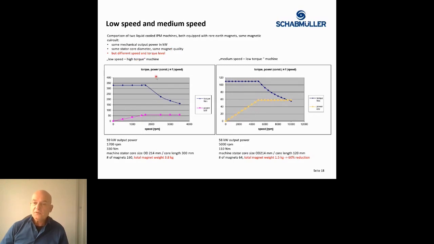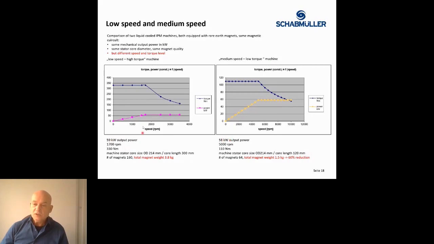So on the left-hand side, we do see what I call a low speed, high torque machine. At the right-hand side, we see a medium speed, low torque machine. It's not high speed, it's a medium speed, low torque machine. Both machines have nearly the same mechanical output power of 59 kilowatt, 58 kilowatt.